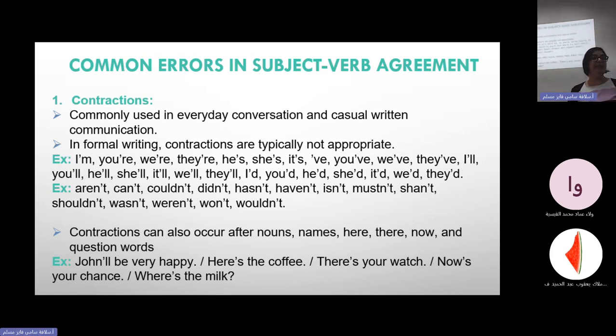So in any writing that you find a contraction, and I'm talking about academic writing, that you find this type of contraction, you will have to correct it. Okay? Write the full verb. The second example.